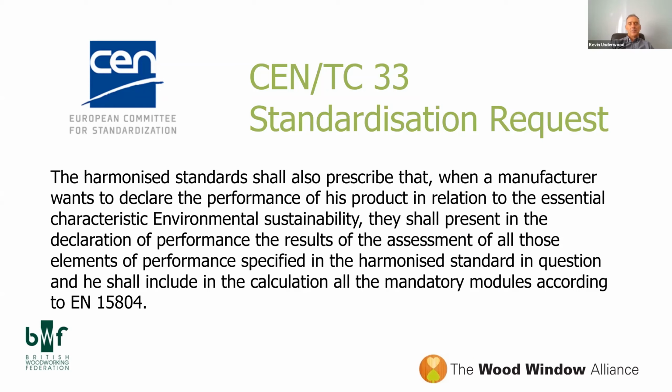The harmonised standards shall also prescribe that when a manufacturer wants to declare the performance of its product in relation to the essential characteristic environmental sustainability, they shall present in the declaration of performance the results of the assessment of all those elements of performance specified in the harmonised standard in question, and he shall include in the calculation all mandatory modules according to EN 15804. So there is a proposal to move towards EPD based on EN 15804 in some form, not necessarily the form that they are at the moment.